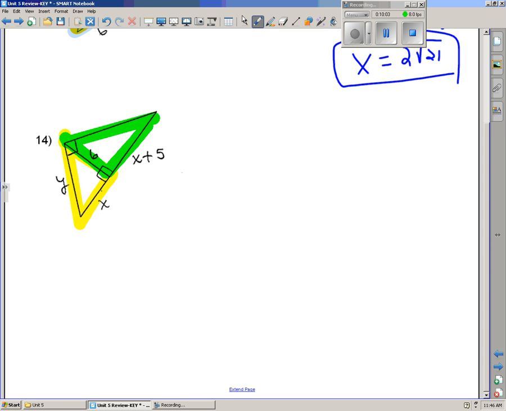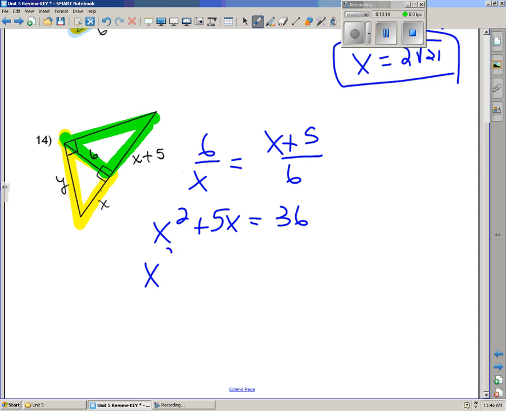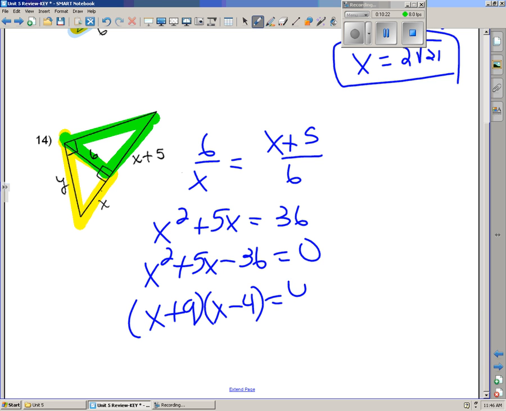So we can set this one up as 6 over x equals x plus 5 over 6. When you cross multiply, you need to distribute. x squared plus 5x equals 36. Subtract 36, set it equal to 0. x plus 9, x minus 4, because you have to factor it out. x is negative 9, x equals 4.